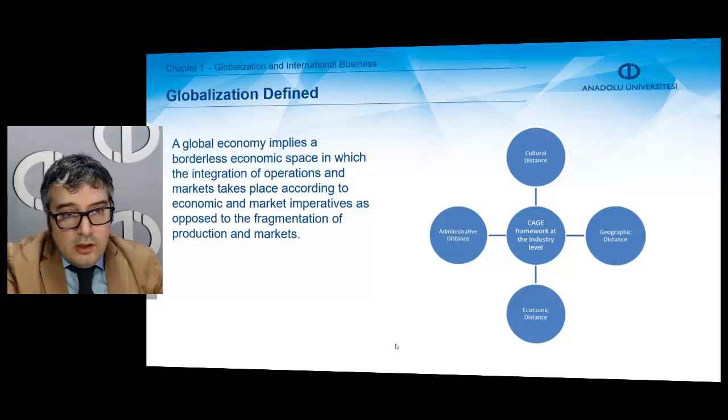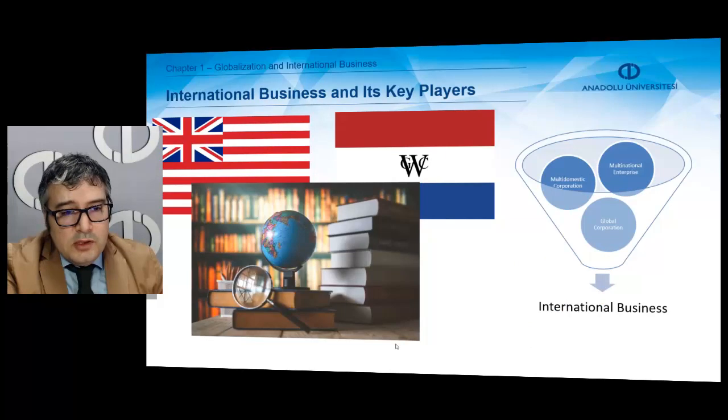So here we said that it's borderless, but there are distances, and distances can be understood by using the CAGE framework: cultural, administrative, geographic, and economic distances. The framework at the industry level is a useful tool for analyzing administrative distances, cultural distances, geographic distances, and economic distances to understand what borderless means at the industry level.